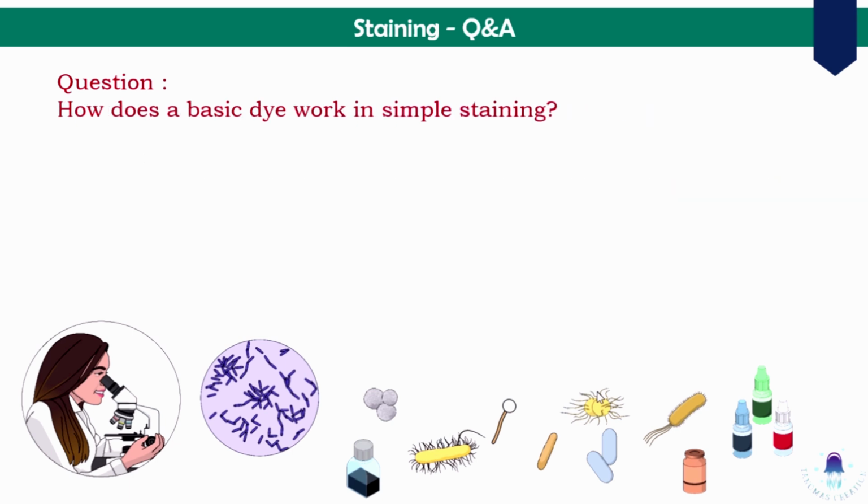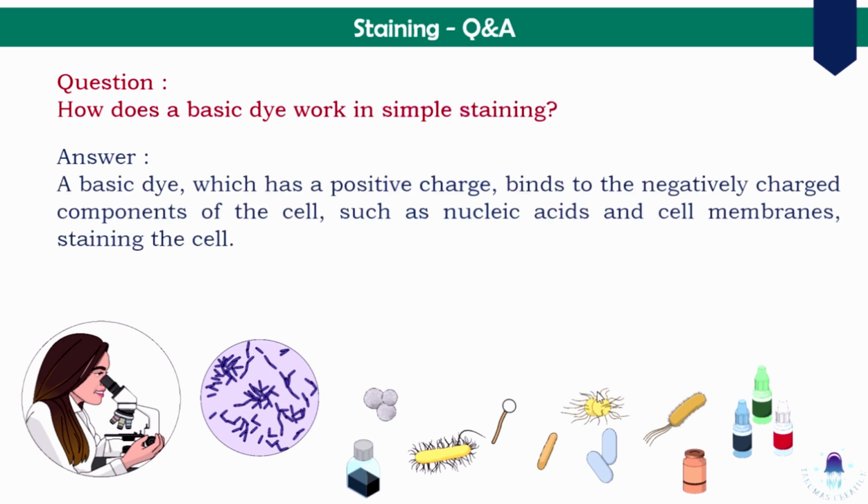Question: How does a basic dye work in simple staining? Answer: A basic dye, which has a positive charge, binds to the negatively charged components of the cell, such as nucleic acids and cell membranes, staining the cell.